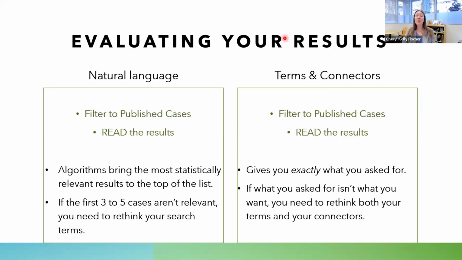And then you're going to evaluate your results. Whether you use natural language or terms and connectors, you're going to filter and read your results, knowing that the natural language algorithms are going to bring the most statistically relevant results to the top of the list. But if those first few on that list aren't relevant, you need to rethink your search terms and try again. Same thing over here. Terms and connectors is going to give you exactly what you asked for, and sometimes you didn't even know you asked for something you asked for. And if that isn't what you want, then you need to rethink your terms and your connectors.